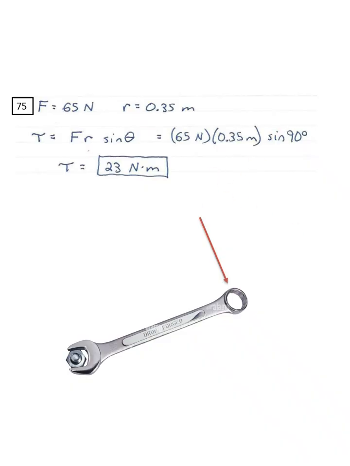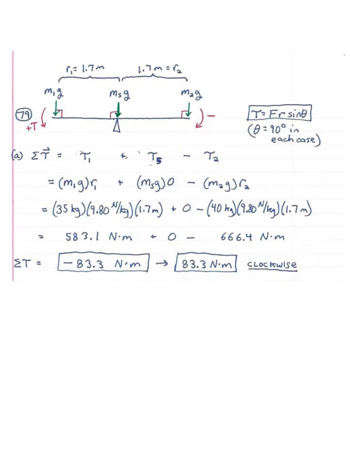Number 79. Two children with masses 35 kilograms and 40 kilograms sit at opposite ends of a 3.4 meter long seesaw with mass 25 kilograms, with the fulcrum at its midpoint. With the seesaw horizontal, find the net torque on the seesaw and its angular acceleration. And on this page, I've done part A, the net torque.